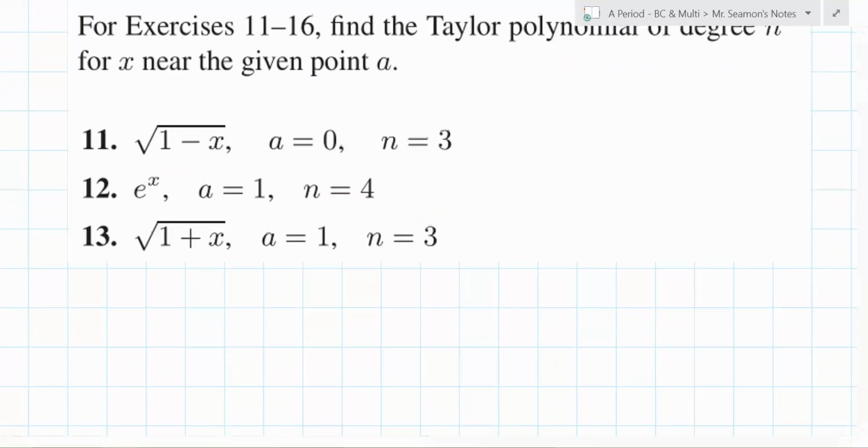Yeah, a is 1, the point. Yeah, exactly. So is this centered at 0? No, it's centered at 1. Sometimes you're going to need to do that for investigative purposes, and sometimes you're going to have to do it, because sometimes the function isn't defined at 0.